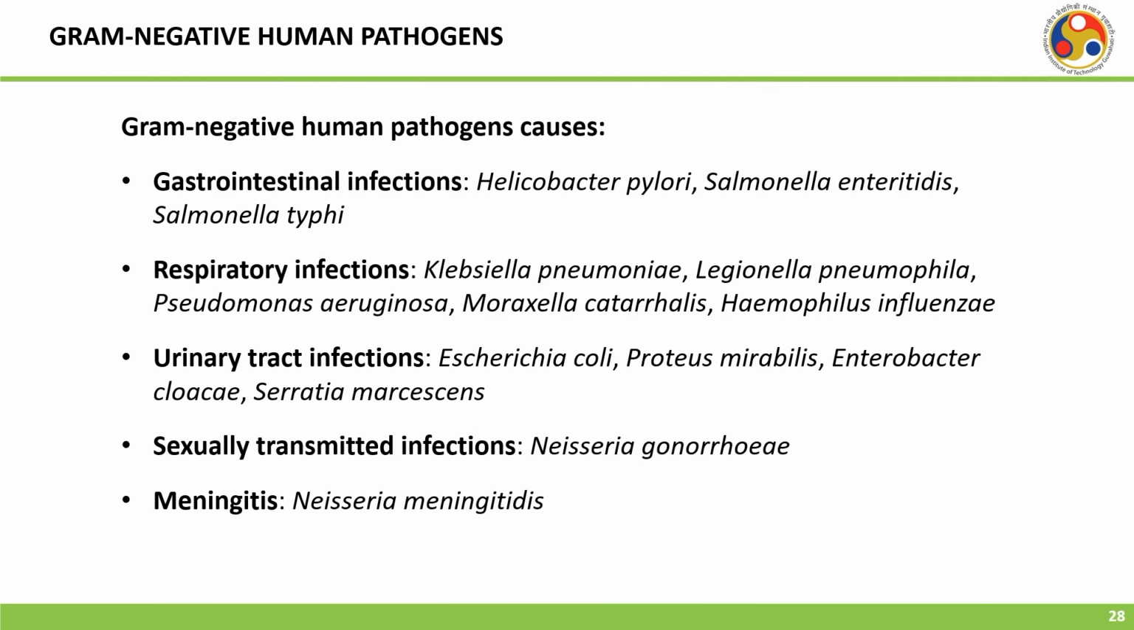Gram-negative bacteria include many human pathogens. Some of these cause gastrointestinal infections, for example, Helicobacter pylori and Salmonella enteritidis, then Salmonella typhi. Others cause respiratory infections like Klebsiella pneumoniae. Some of them cause urinary tract infections, for example, E. coli, Proteus mirabilis, Enterobacter, and Serratia. Some are also involved in sexually transmitted infections like Neisseria gonorrhoeae, and meningitis is caused by Neisseria meningitidis.